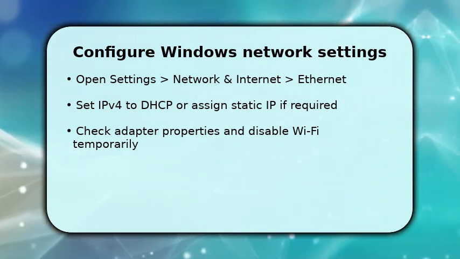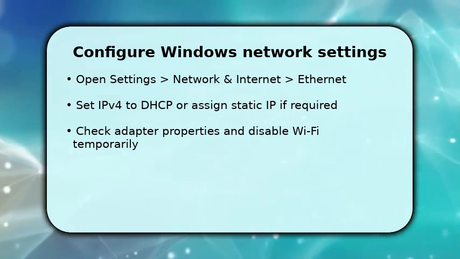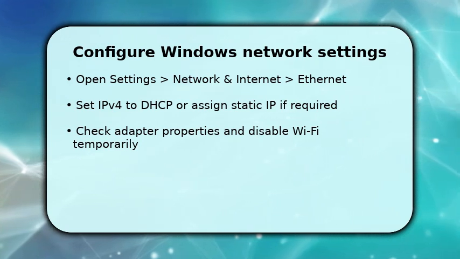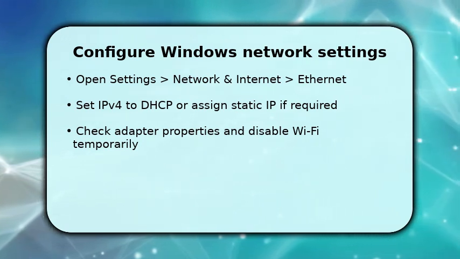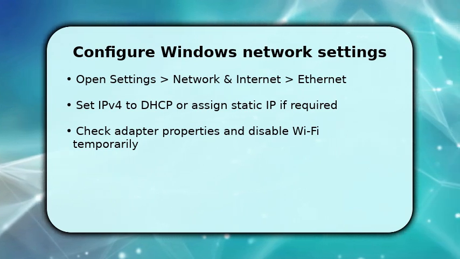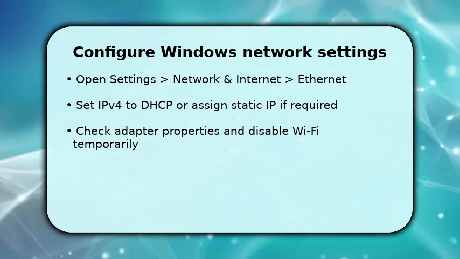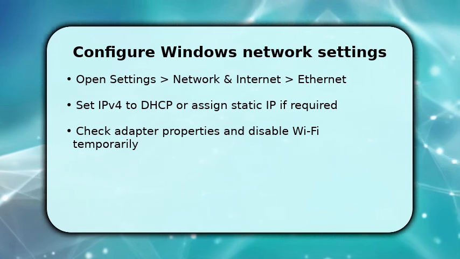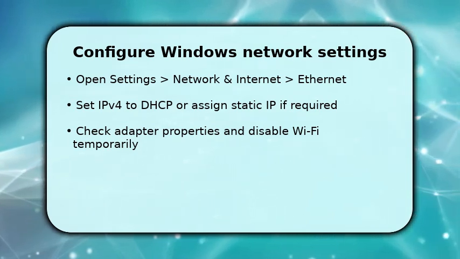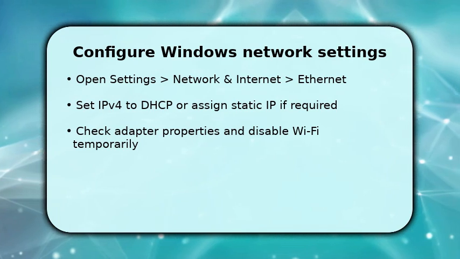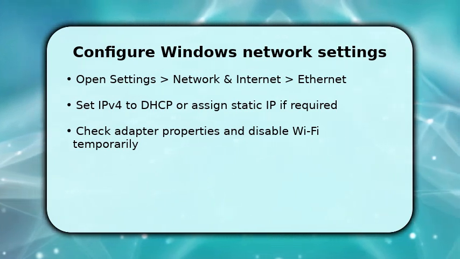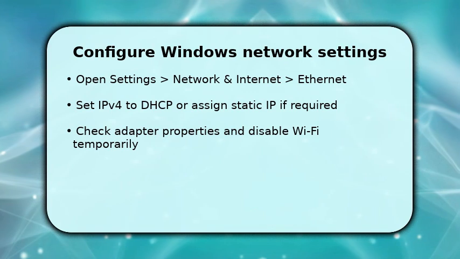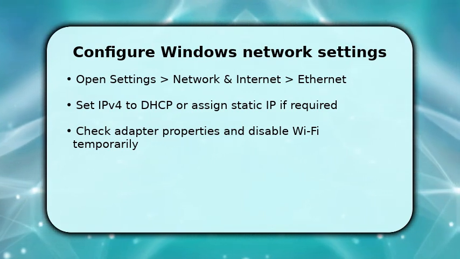Next, go to Change Adapter Options, right-click the Ethernet adapter and choose Properties. Select Internet Protocol version 4 and pick DHCP for automatic addressing, or enter the static IP, subnet, gateway, and DNS if your network needs them. Also disable Wi-Fi to avoid metric conflicts, because Windows prefers the lowest metric route and can route traffic unexpectedly.